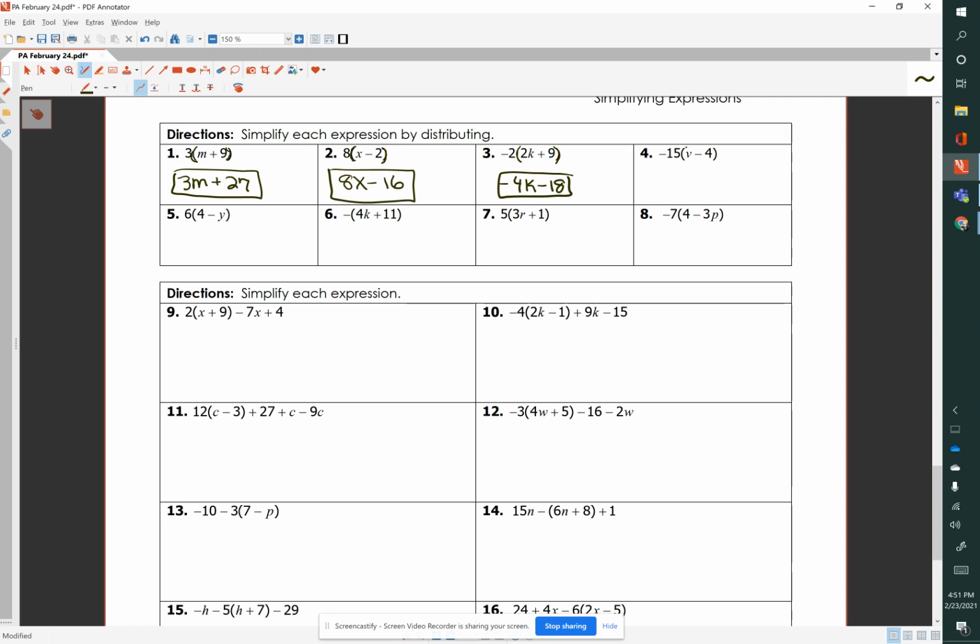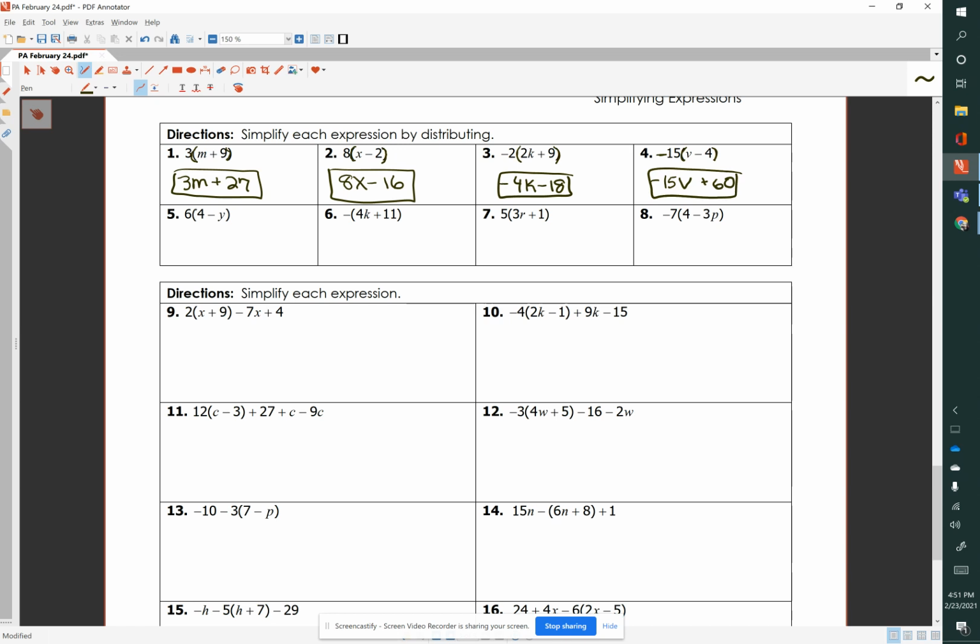And now number 4, we have 15 times the quantity of v minus 4, negative 15. Let's not forget that negative sign in front. Always be careful. That's where the mistakes are. Negative 15 times v is negative 15v. Negative 15 times negative 4, negative times a negative is a positive. 15 times 4 is 60. So our final answer, negative 15v plus 60.